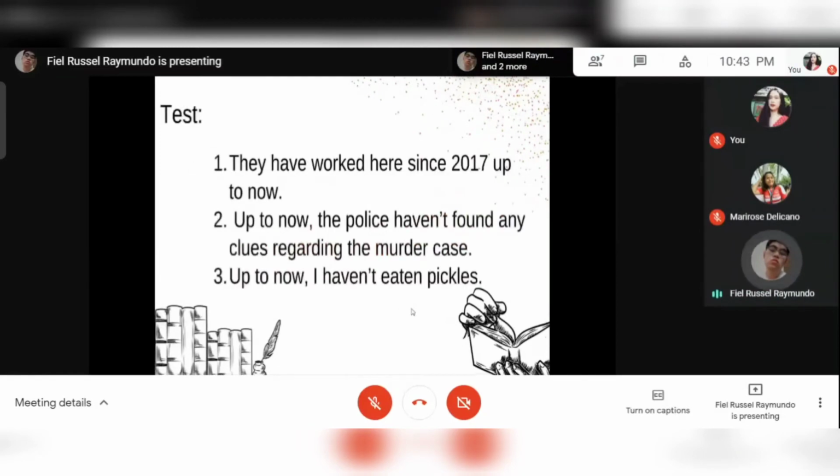Let's test that using these examples. They have worked here since 2017 up to now. All right, hold on a second.